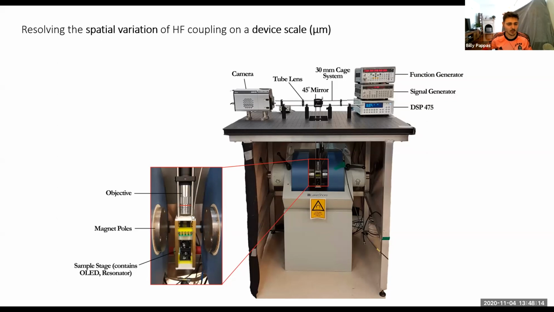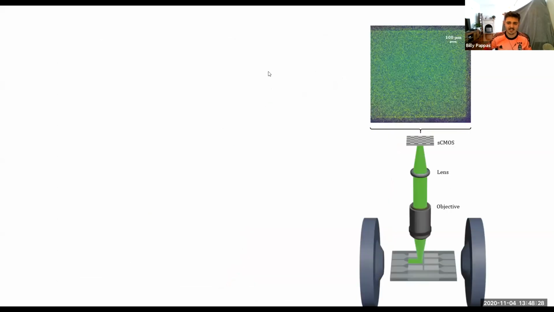So if we have a look at what's going on in here, we have our magnet pole pieces from the electromagnet, and in the sample stage is the OLED and a resonator. And then we have our objective, which sends light up to our camera. So this is a schematic of what it looks like. And then we can do it for 5 times magnification, for example. We can see that we get a fairly decent spatial resolution here, but you can't really see too much.